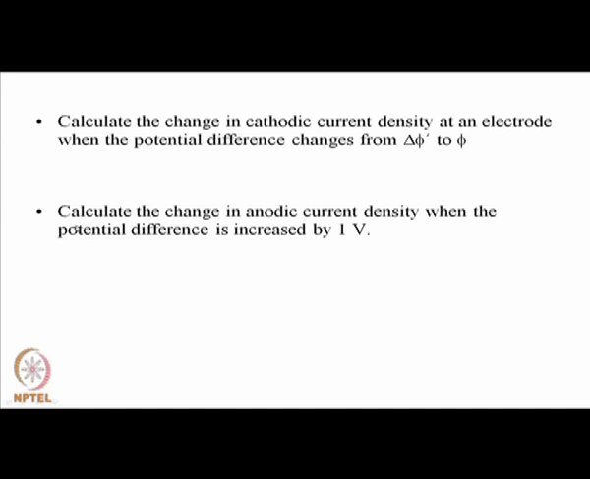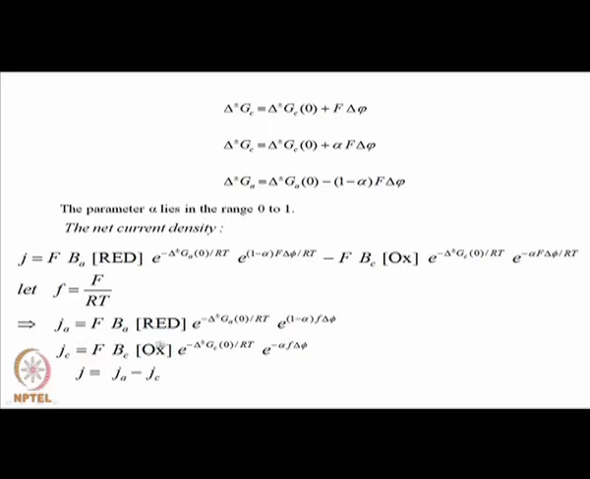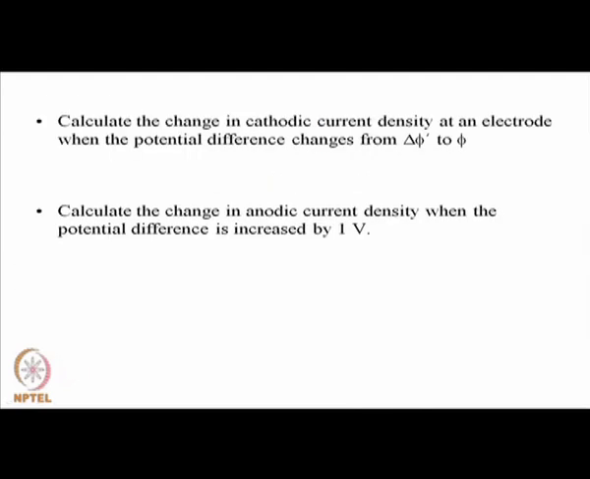Okay. Next is calculate the change in anodic current density when potential difference is increased by 1 volt. In that way you can also find. So, this will give you the idea of how this is changing. If you change delta phi to some value, or maybe exactly some value like 1 volt. Okay. How this is going to affect your cathodic current and anodic current density. Okay.